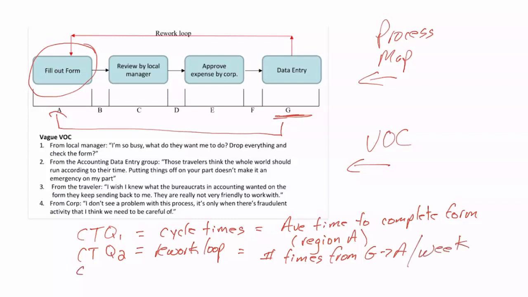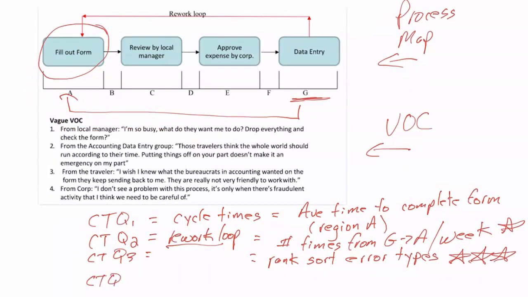And a third CTQ might be related to that same rework loop, but now it's about what's creating that rework, where we're doing rank sort ordering of the error types that are identified in the sendbacks. You see how CTQs are iterative in nature. We started with the rework loop, we came up with something simple, but then we got something that was much more insightful.